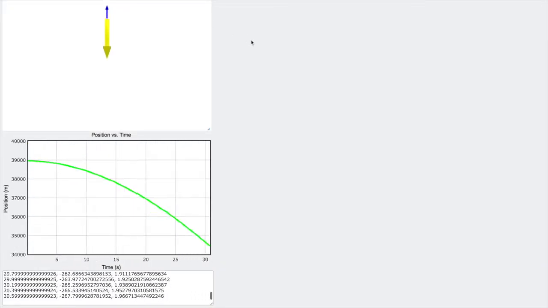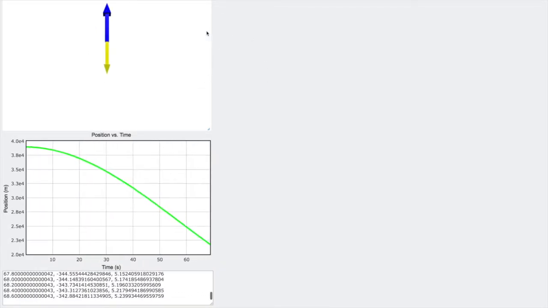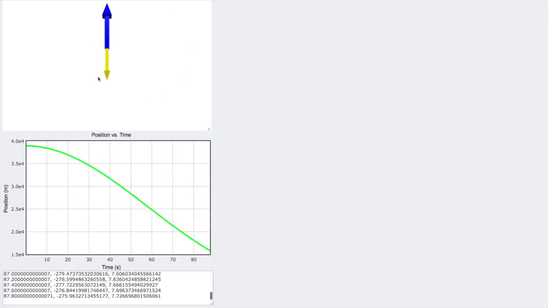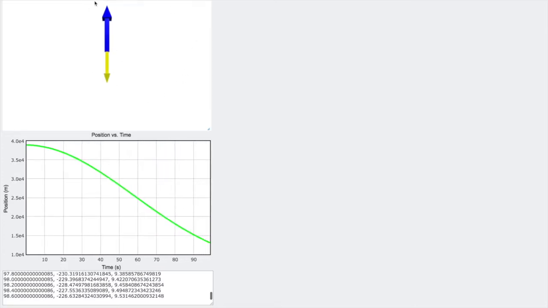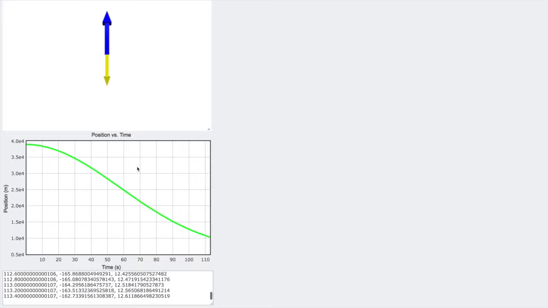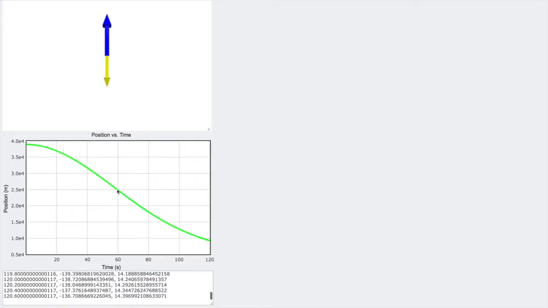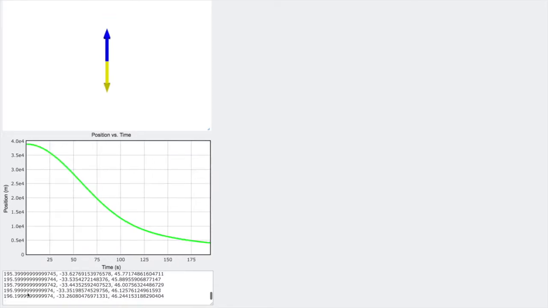When we run our program, we can see 3 windows pop up. The first one is a visual representation of our object falling. The yellow arrow represents the weight force, and the blue arrow represents the drag force. The next window is a graph of position versus time for our object. Finally, this last window outputs the time, the speed at that time, and the drag coefficient at that time.